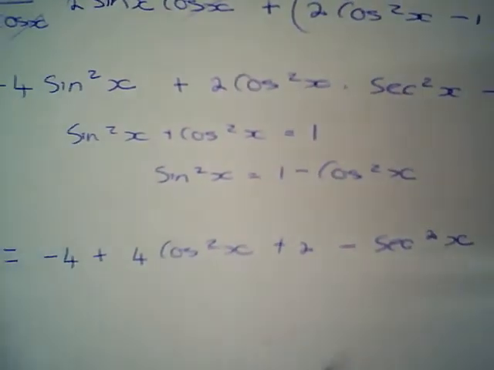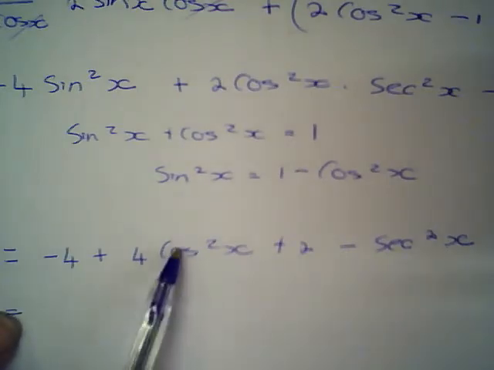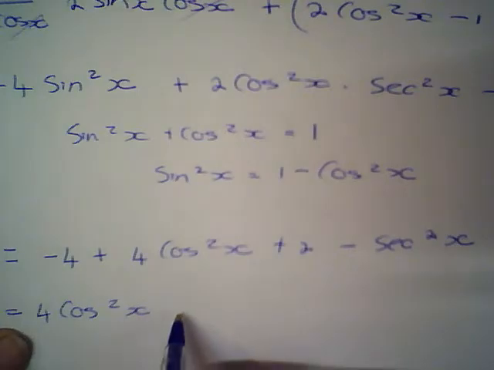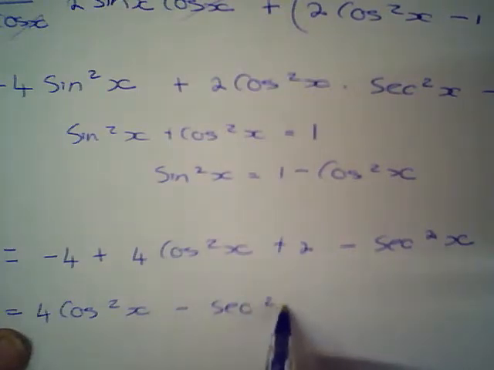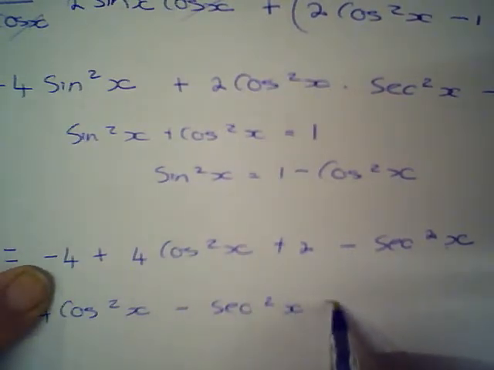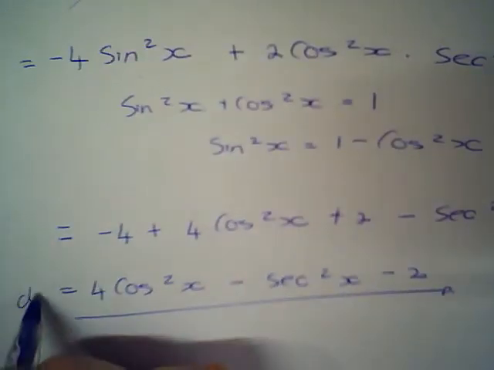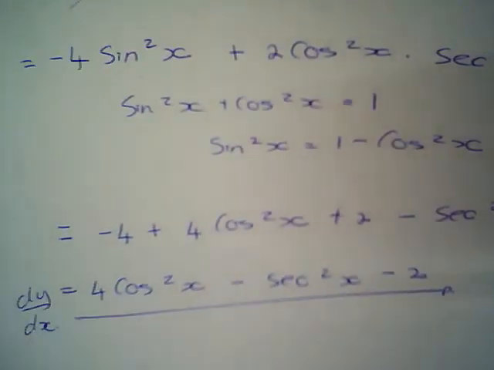Now let's simplify because we've done all the hard work. 4 cosine squared x minus sec squared x minus 2, and we have put it in the form that they've asked us for. So this is the derivative, dy/dx. Okay, let's move on to the next one.